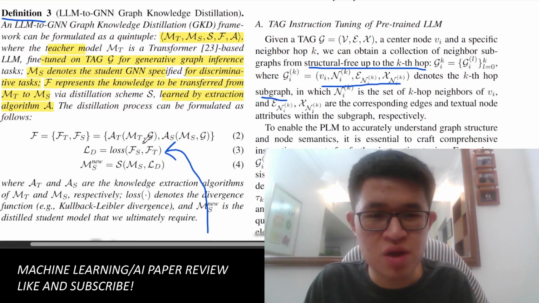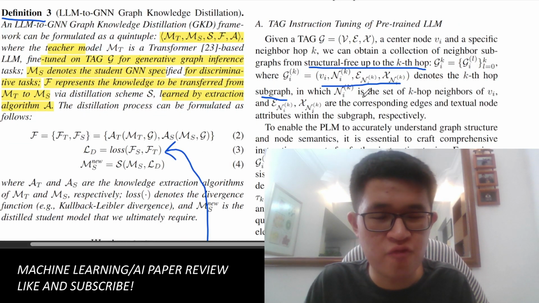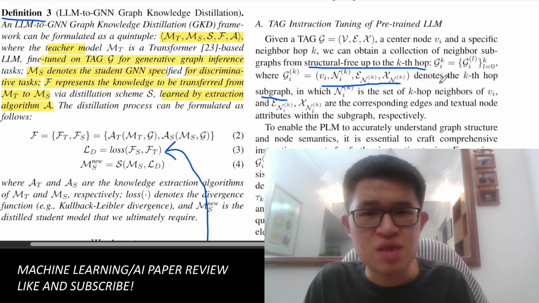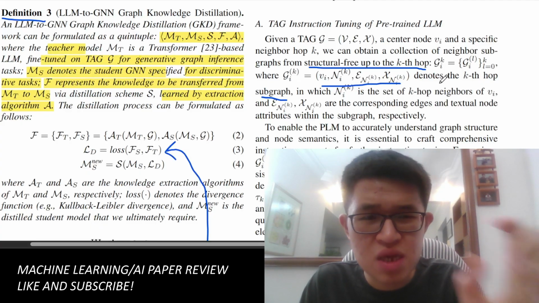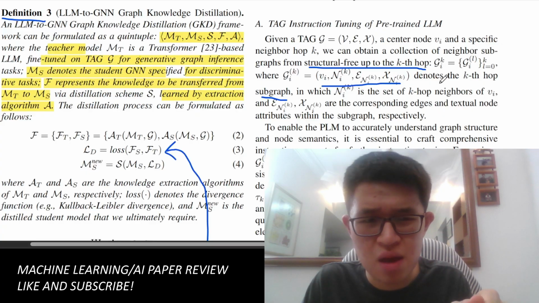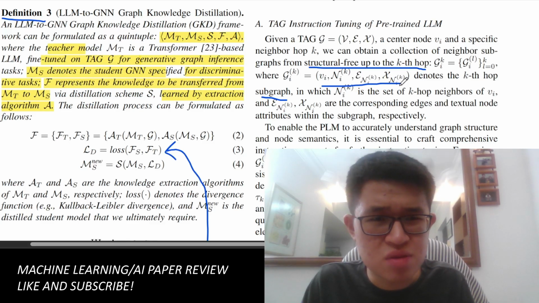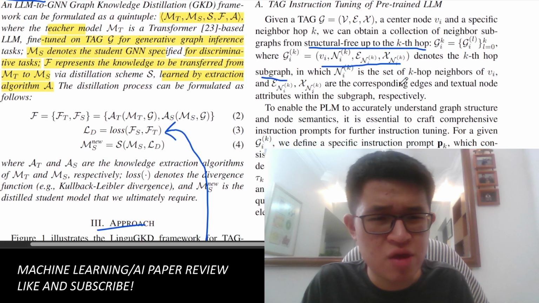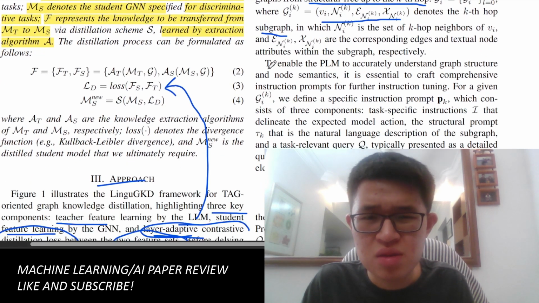And what they're trying to do here, from what I can read, is get the k-hop subgraph neighbors of the center node, right? And what is it trying to do? Is it trying to process it using the LLM directly? Okay, let's see.